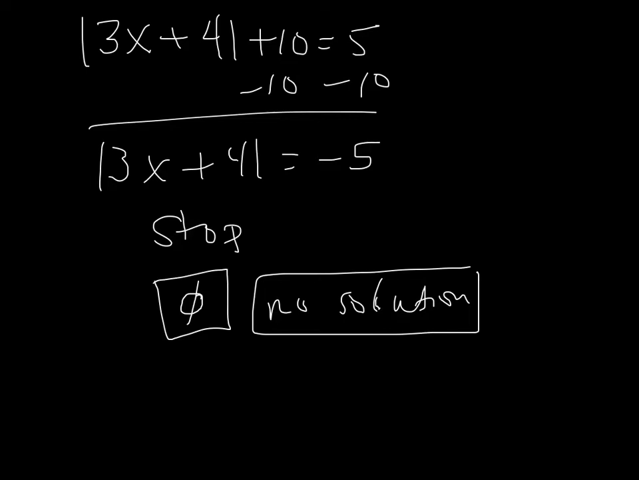Now let's do the absolute value inequalities. These are similar, but you've now got an inequality, so we can graph these answers on a number line and write them in interval notation. The first one is the absolute value of w is greater than or equal to 6. So step 1, isolate the absolute value. That's done in this problem.